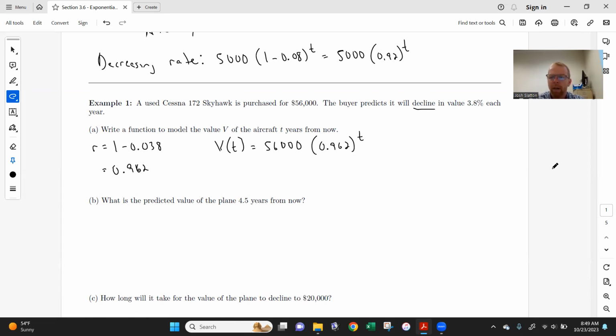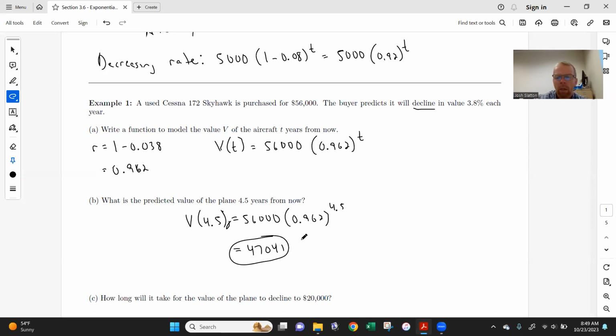And then part B says, what is the predicted value of the plane 4.5 years from now? So we're just going to get V of 4.5. That's 56,000 times 0.962 to the 4.5. Just put that in the calculator, and we should get 47,041. Like so.